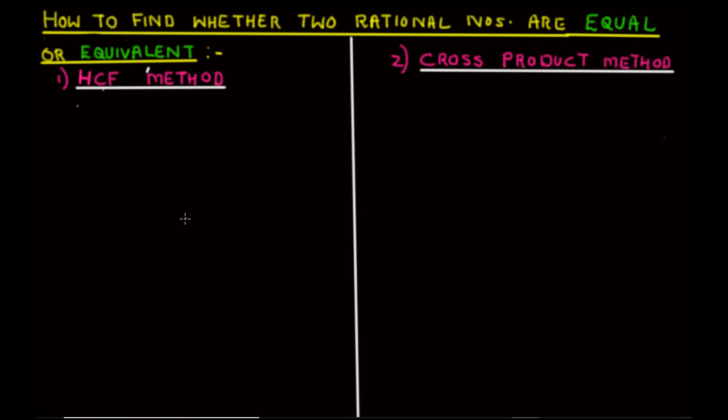To find whether two rational numbers are equal or equivalent, we have two methods. In this case, we have two methods to find whether two rational numbers are equal or equivalent. The first one is the HCF method, that is the highest common factor method. The second one is the cross product method. I hope you all remember the highest common factor method.